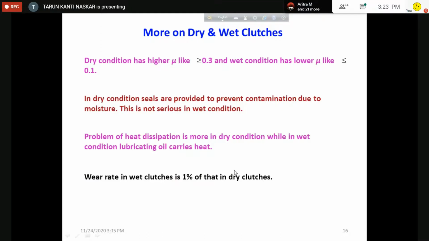Now wear rate in wet clutches is 1% of that in dry clutches. Just see the statement. Obviously if you can lubricate, wear rate will be lower, and lower means 1%. Engagement in wet clutches is smoother than in dry clutches. So engagement of the two plates will be smoother in wet clutches than in dry clutches.